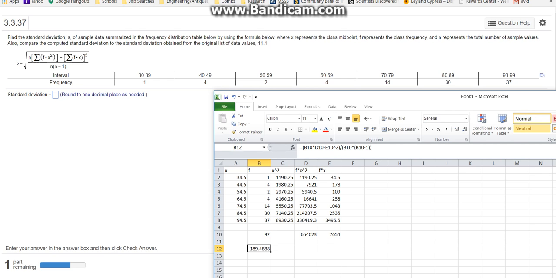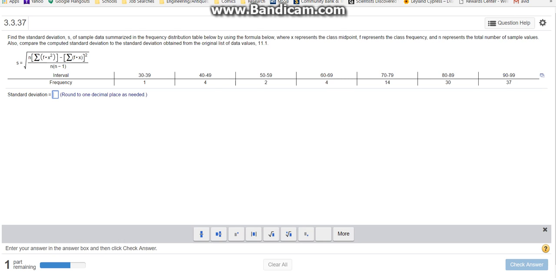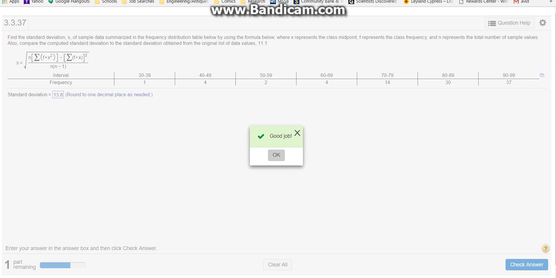So this is the variance. To find the standard deviation, take the square root of this result, and that gives me 13.76, which rounds to 13.8. 13.8. And we get it.